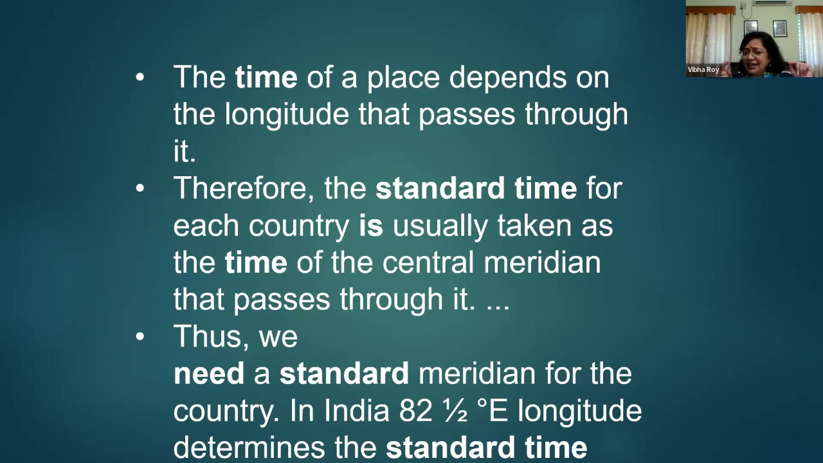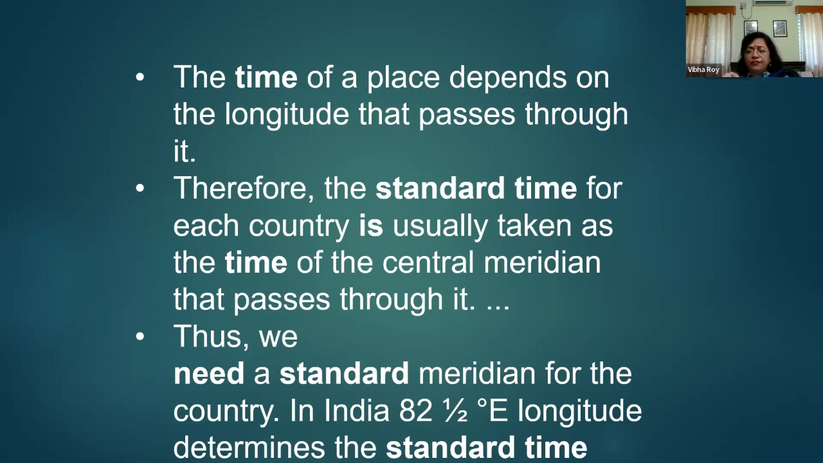Therefore, the standard time of each country is usually taken as the time of the central meridian that passes through it. Thus, for every country, including India, we have a standard meridian. In India, 82 degrees 30 minutes east longitude determines the standard time. We don't consider any other longitude. The longitude passing through the middle of our country near Allahabad is the standard meridian, to solve the problem of changing our time when we are moving from one place to another.